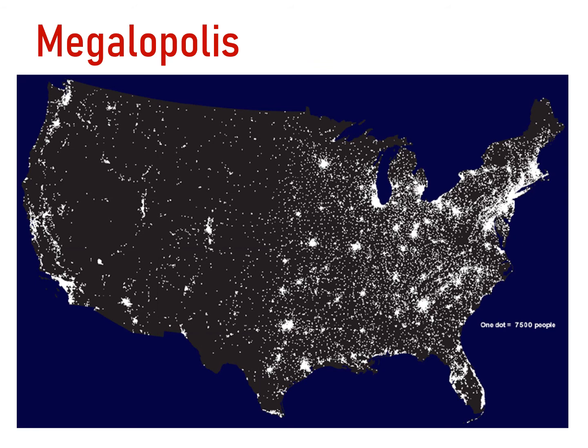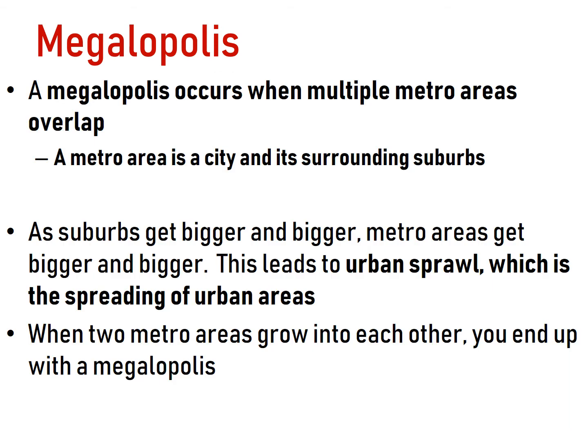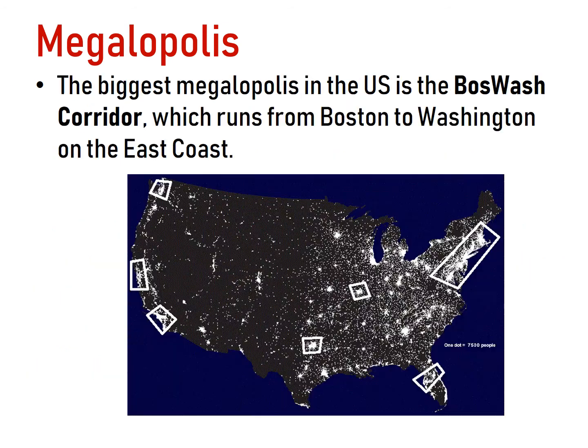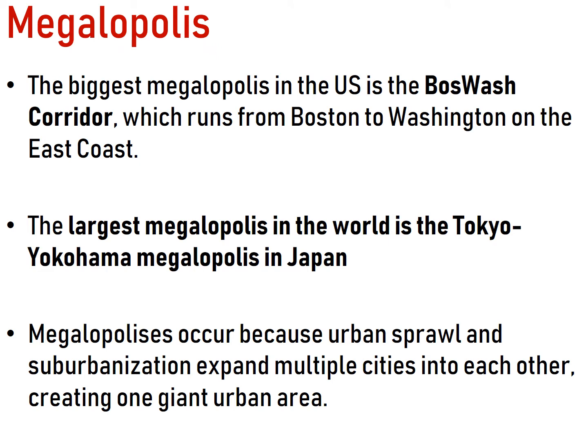And what we see because of urbanization sometimes is this thing called megalopolises, where our urban areas run into each other and it just creates a giant, continuous urban area. And that's just this definition here, and it's because of urban sprawl, which eventually makes these megalopolises. Now, you have to know that there are a couple megalopolises in the United States, the biggest one being the Boswash Corridor, and the largest one in the world being the Tokyo-Yokohama megalopolis in Japan.